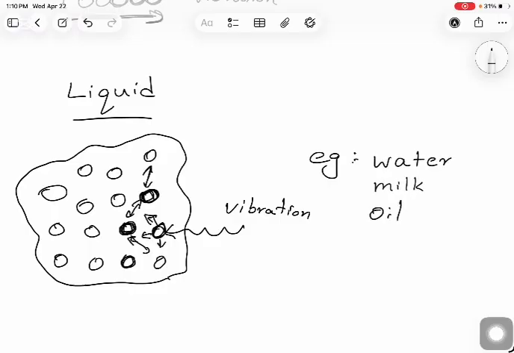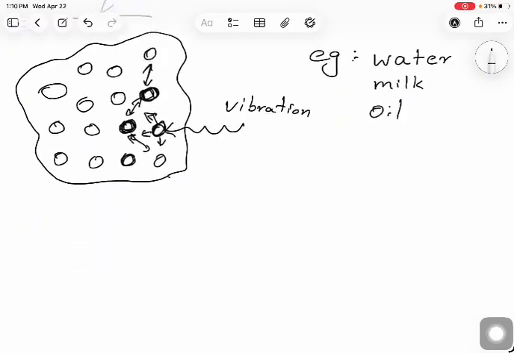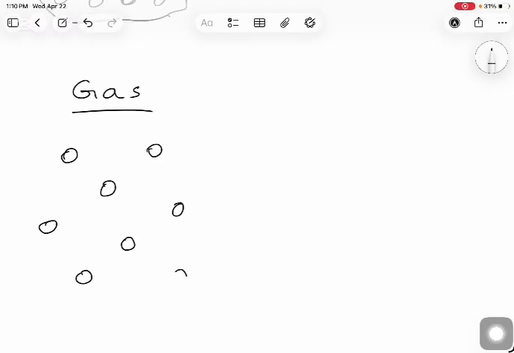So now let's move to the gases. Here also I will draw the particle arrangement of gas. Okay, you can see here the particles are separated and far away compared to solids and liquids, and there is no regular arrangement. It can move freely, with no definite shape and no definite volume. As examples, we can say carbon dioxide, oxygen gas.